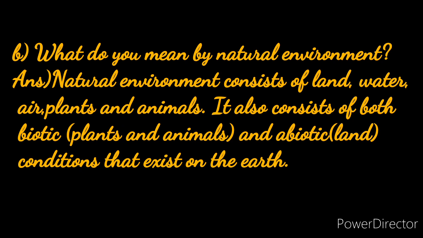B: What do you mean by natural environment? Natural environment consists of land, water, air, plants and animals. It also consists of both biotic, that is plants and animals, and abiotic, land, bridges, buildings, etc., conditions that exist on the earth.